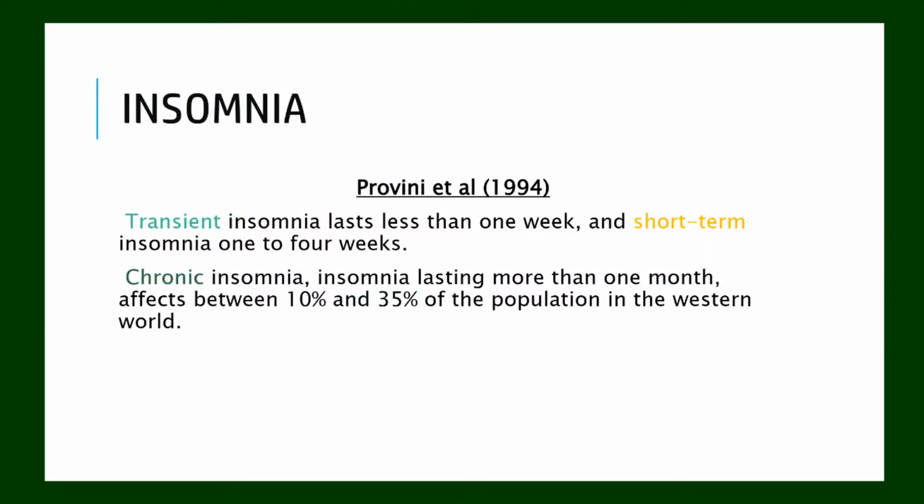Now, Provini et al. in 1994 defines insomnia as the following. We've got transient insomnia, which lasts less than 1 week. So, for example, those of us who get stressed during an exam period and have the inability to get to sleep, transient insomnia is what you experience. And short-term insomnia, which is 1 to 4 weeks. Then we've got chronic insomnia, which lasts more than 1 month. And interestingly enough, between 10 to 35% of the population in the Western world have suffered from chronic insomnia.